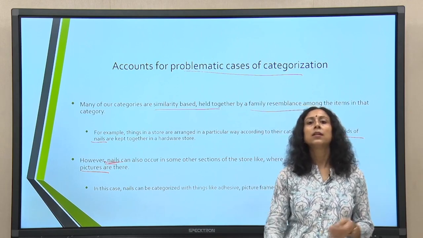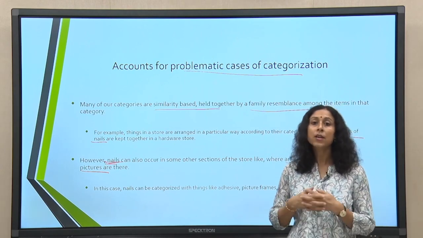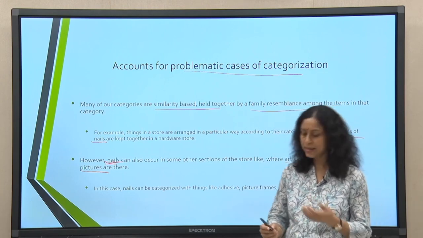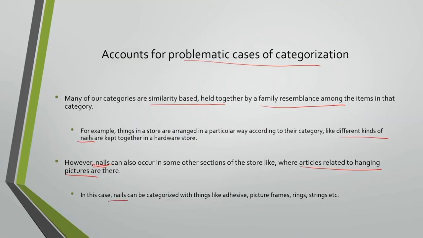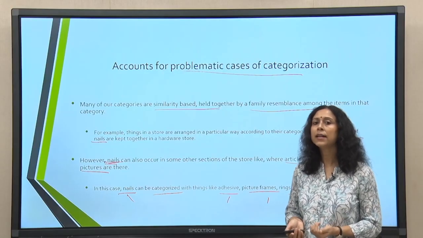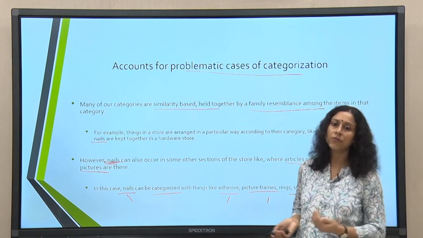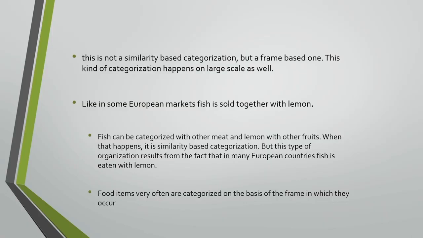Because they are part of the larger frame, that is, the larger picture of the use of the frame. So, this is a usage based frame on the basis of which things can be put together very easily. In this case, nails are categorized with things like adhesive, picture frames, rings, strings, etcetera. These things are not similar to each other in terms of feature based similarity. Nails big and small can be part of the same category, but nails and adhesive have nothing similar. That is what we mean, that in this case we need to invoke the frame. It is the use of that particular object within which it is making sense. This is not a similarity based categorization, but a frame based categorization. So, this is how frames are useful in certain cases.